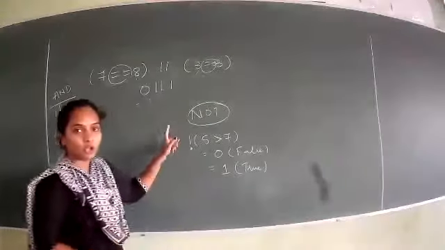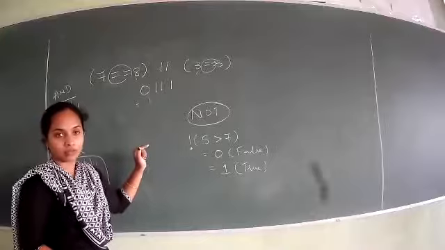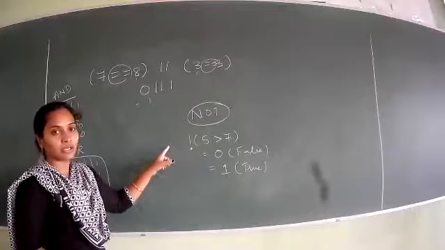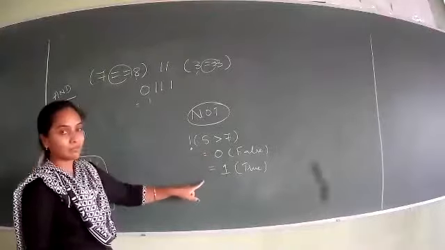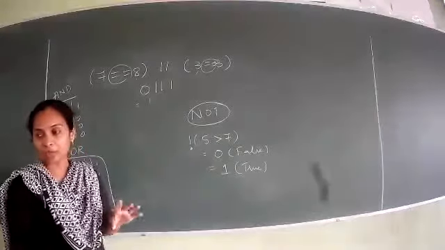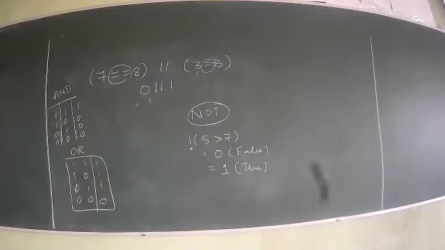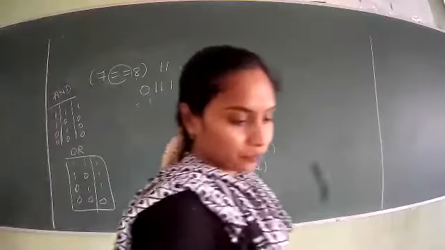Why? Because the not operator acts as an inverter, like a switch off and on. The same way, not acts as an inverter. If you get the answer as 0, it will be 1. If you are getting it as 1, the answer will be 0. Now the logical operators are clear. Logical operators are understood? Fine. We'll continue with the next one.